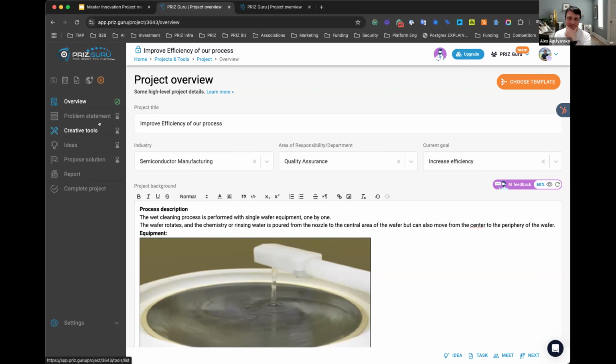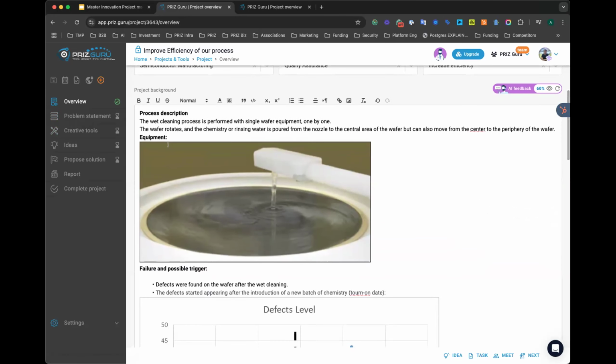Alex, when you're doing this, would this be a good time to do a preliminary functional analysis, or would that be left till later?